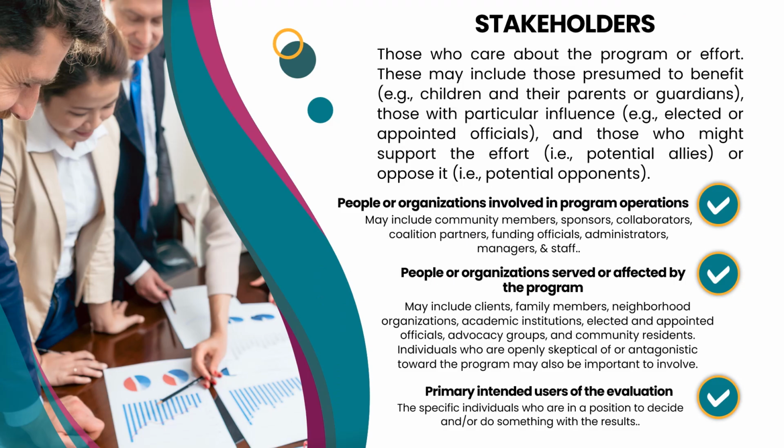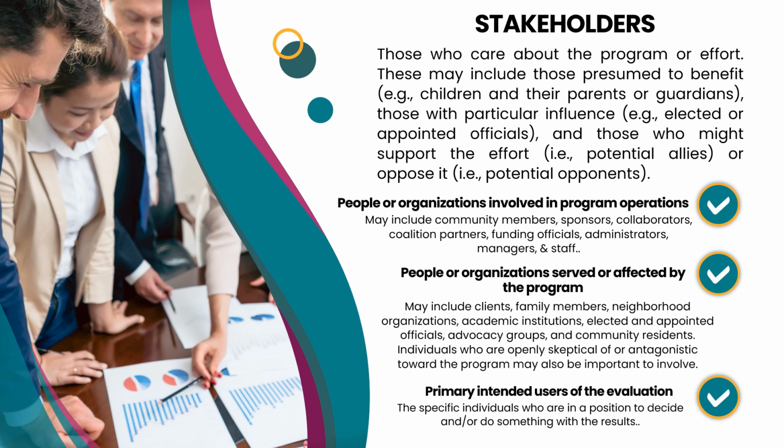Now, let's talk about stakeholders. Stakeholders are those who care about the program or the effort that you are proposing. These may include those presumed to benefit, like children and their parents or guardians, those with particular influence, who could be elected or appointed officials, and those who might support the effort, potential allies, or even those who might oppose it, potential opponents.